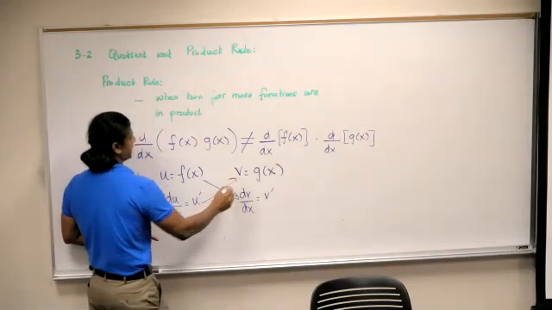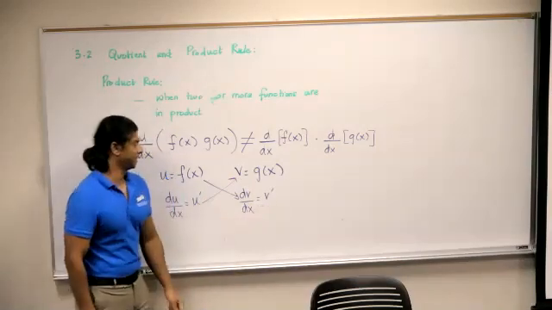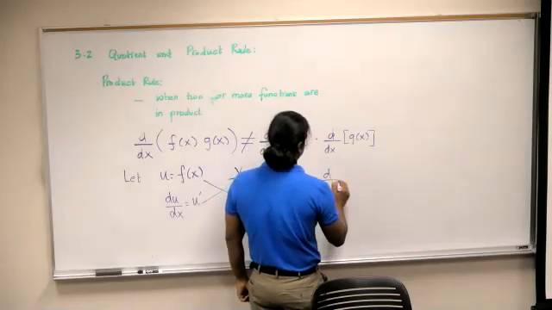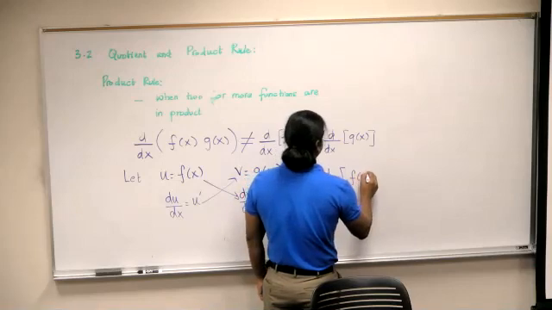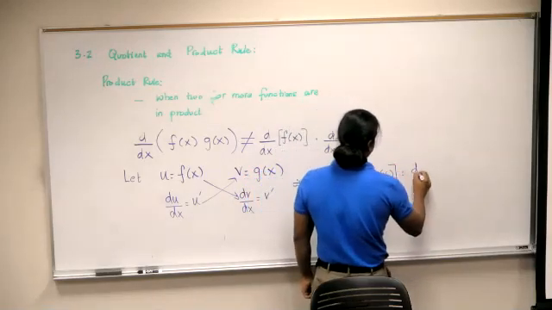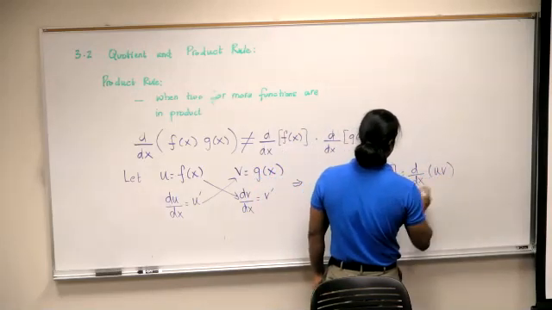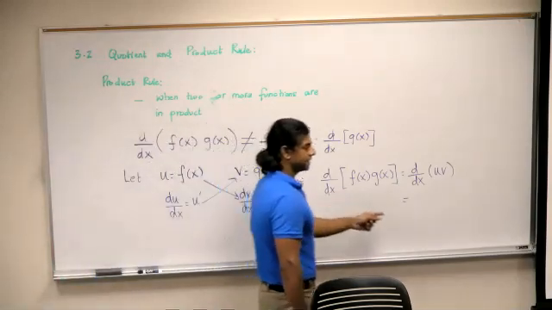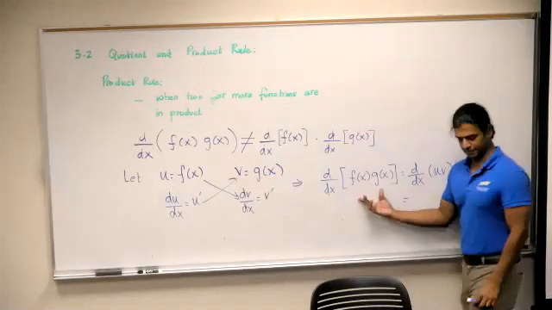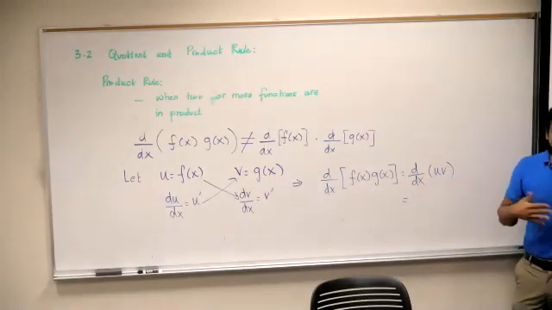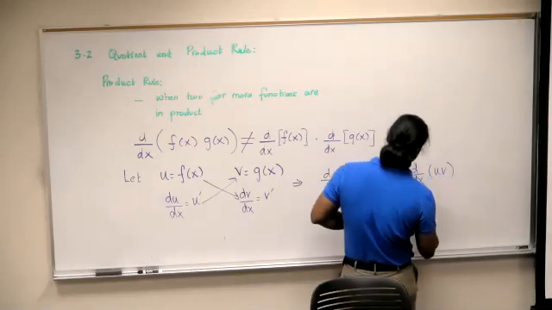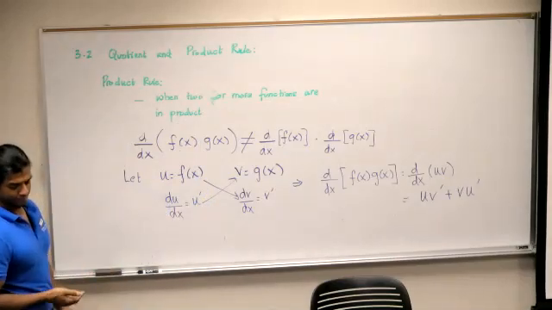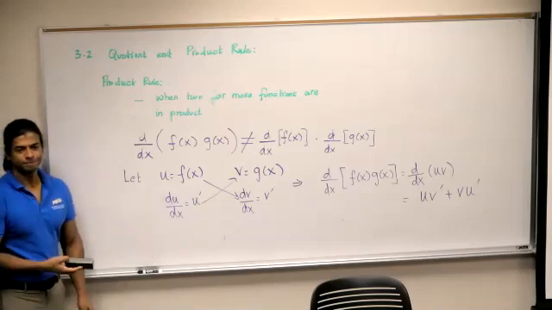So you multiply u with v prime, v with u prime, and add them together. So the derivative of f of x multiplied by g of x simply means u times v. It's the same thing because u is f of x and v is g of x. So what is the formula? The formula is u v prime plus v u prime. Good. So that's the formula.